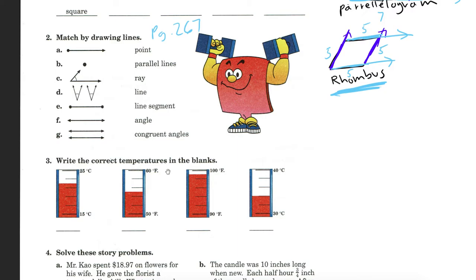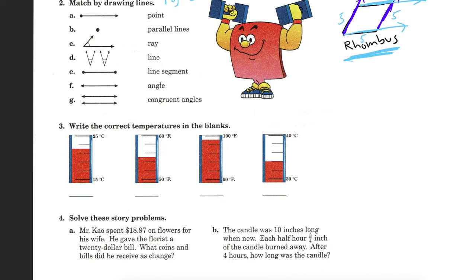Number 3, write the correct temperature in the blank. If you look here at the temperatures, it goes from 15 to 25. So what is it going by? 2s, 5s, 10s? Let's see if it's going by 5s. If it's going by 5s, then after 15, this would be 20. The next one would be 25. So definitely not 5s.